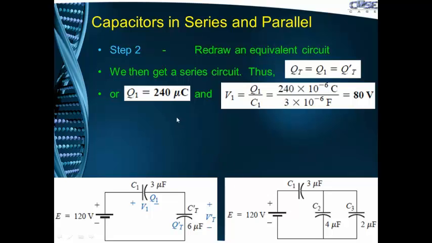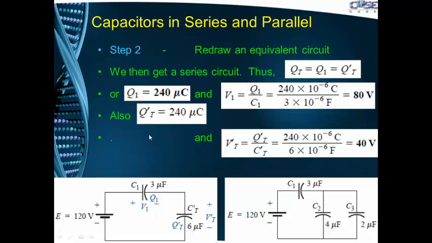From this information, that is from charge Q1, which is 240 micro, we can find out voltage V1 by using this relationship. V1 is equal to Q1 by C1, since Q is equal to CV, and V is equal to Q by C. The Q1 we have just computed, and C1 is the capacitance given, so it would be 80 volts.